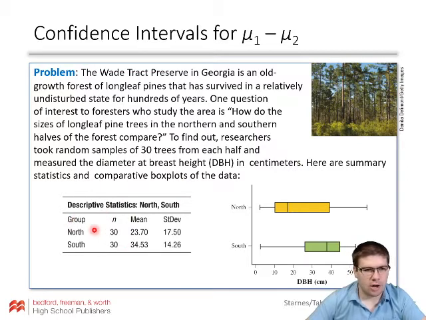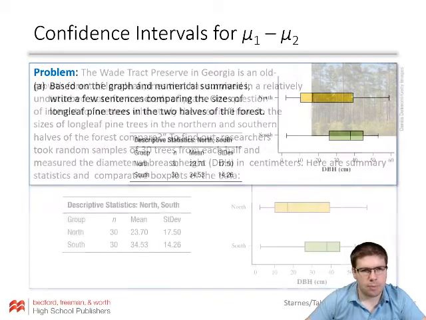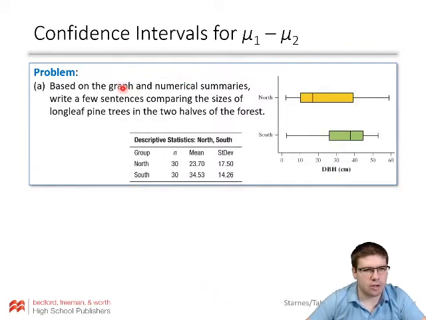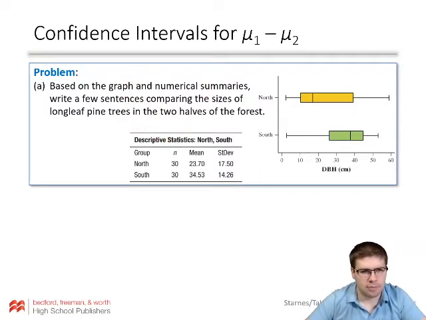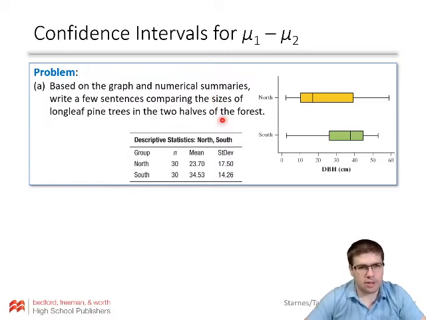So we've got our 2 samples, our northern half 30, our southern half 30, and then the mean and standard deviations for each of those respectively, and a graph for each. So Part A, based on the graph and numerical summaries, write a few sentences comparing the sizes of longleaf pine trees in the 2 halves of the forest. So this is just kind of going back to chapter 1. Be careful what they're asking for here. Just compare the sizes. So we want to compare shape, center, and spread.